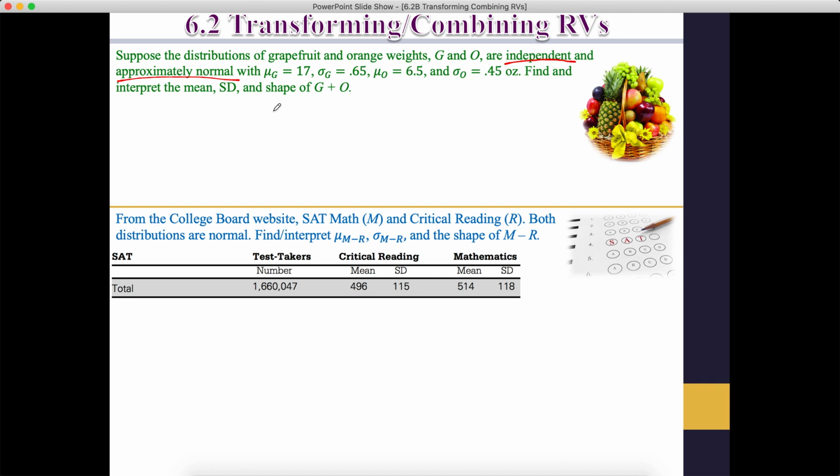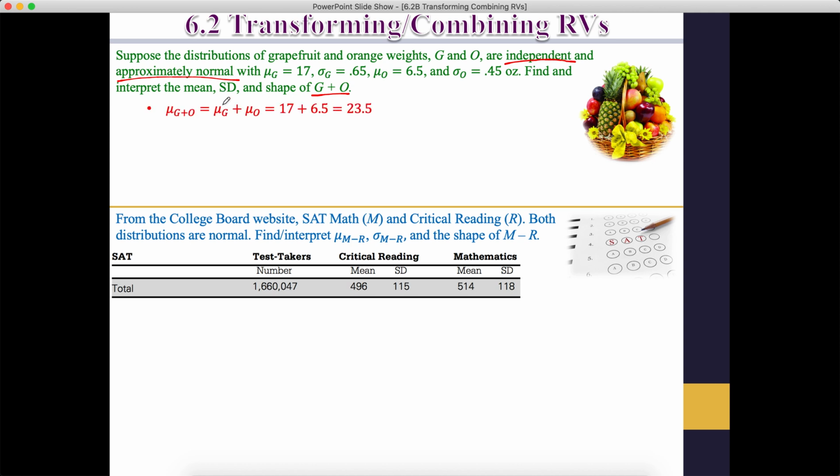If I ask you to find and interpret the mean, standard deviation, and shape of G plus O, you should be able to do this. You should even understand what G plus O is. Out of my normal distribution of grapefruits, I'm picking a random one. Out of my normal distribution of oranges, I'm picking another one. And then I'm taking their weights and adding them up.